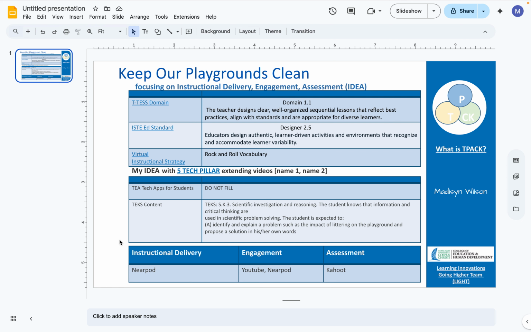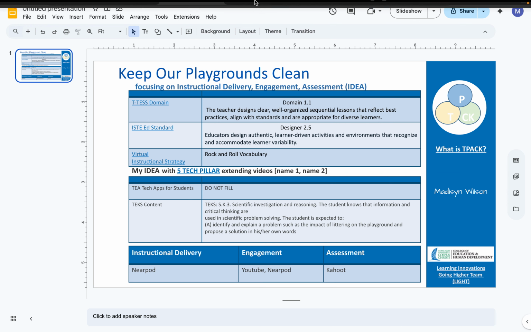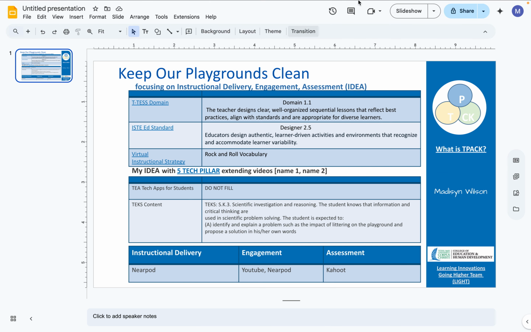So this is my lesson on keeping our playgrounds clean, focusing on instructional delivery, engagement, and assessment. I am open to any questions or comments or anything that can help me make this lesson better. Thank you.